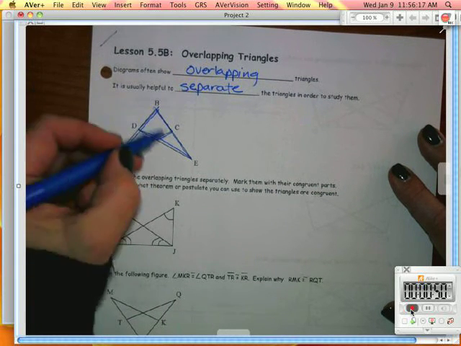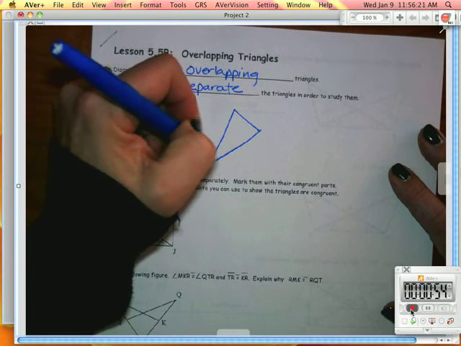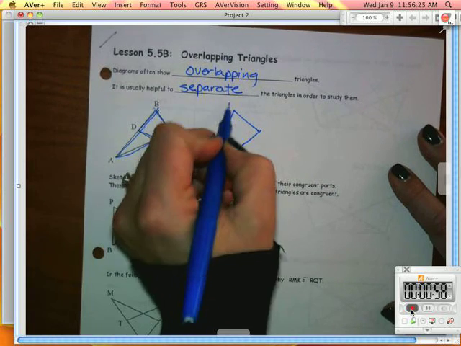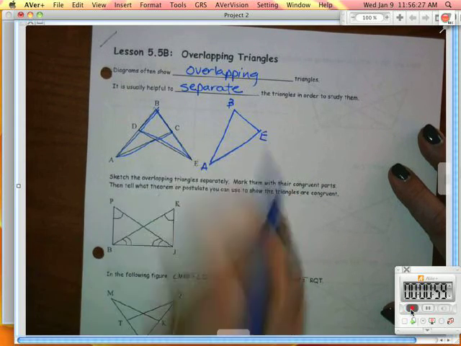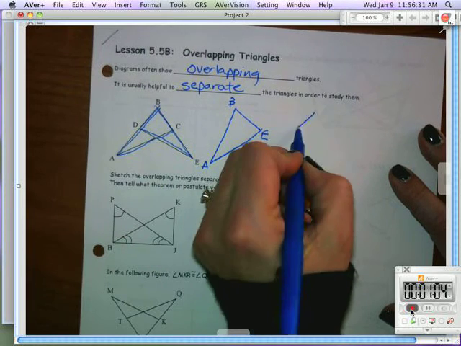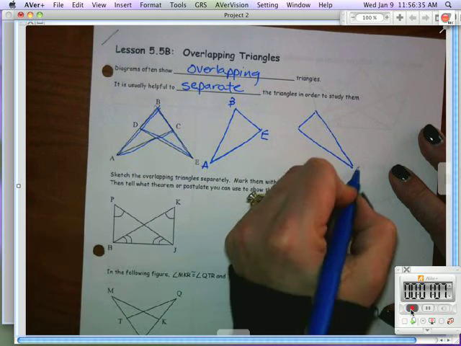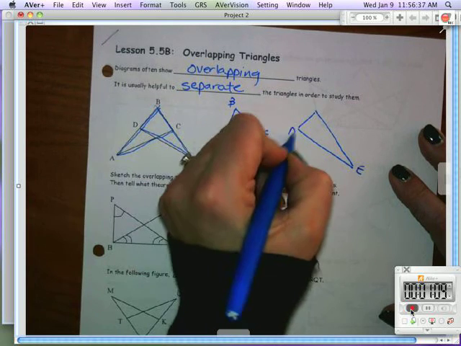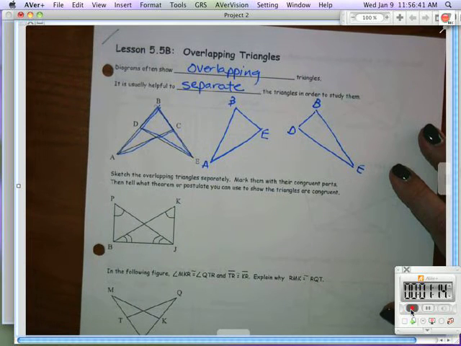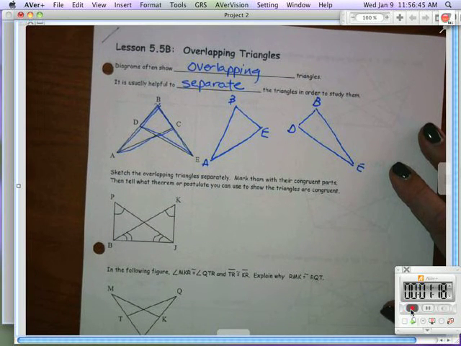I'm going to start with this one. Just kind of draw it sort of like it looks there. And I'm going to label it the same letters, A, B, E. And then I'm going to draw this one over here. And I'm going to label it the same letters that it has there. Okay? That's what I mean by separate. And then you can start labeling congruent parts and so on. It's a little easier that way.